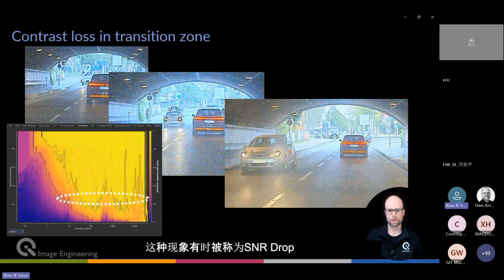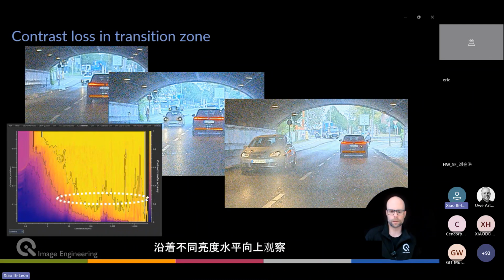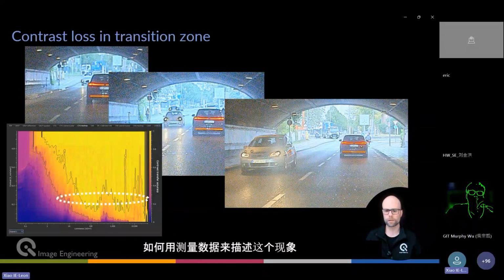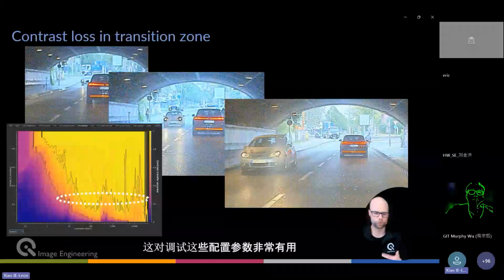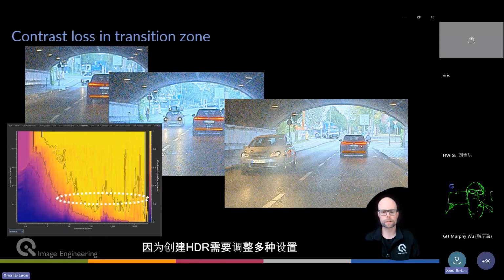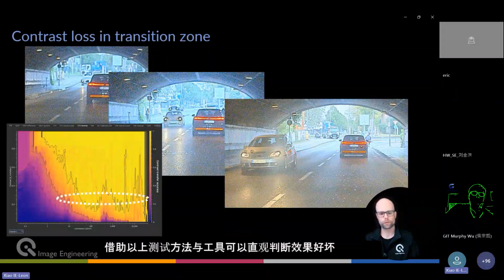So this is what is sometimes called SNR drop. This is a transition zone between different exposures or different gain settings to create an HDR. And that's where you have a look at the certain contrast and then all the way along the different luminance. So if you have some peaks in there, that's exactly what the effect can be described with in the measurement. So that's extremely powerful to find out about the tuning of these configurations, because you have many different settings that you have to make to create this HDR, and it's easy to make a mistake there. So with these tools, you can very nicely see if it worked well or not.